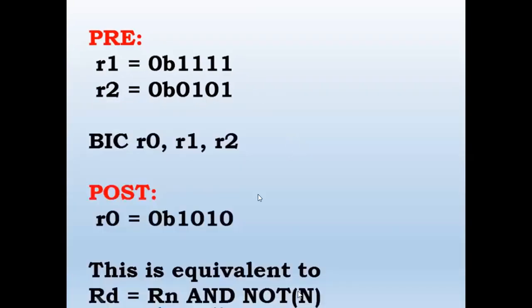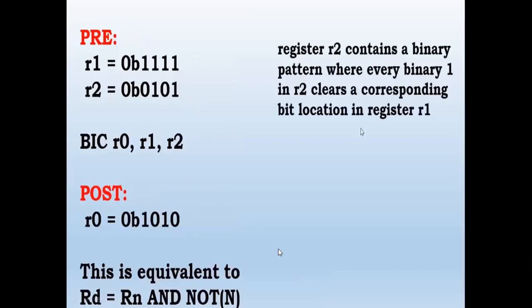So bit clear means, see this one. Here 1 is there, so it is making this bit 0, so you are getting the result 0. Here 0 is there, so it is not changing the bit, so you are getting 1. Here the bit is 1, so it is clearing this bit, and you are getting 0. Here 0 means it is not changing this bit, so you are getting 1. So you are getting the result as binary 1010. This is equivalent to Rn AND NOT n. So this is bit clear.